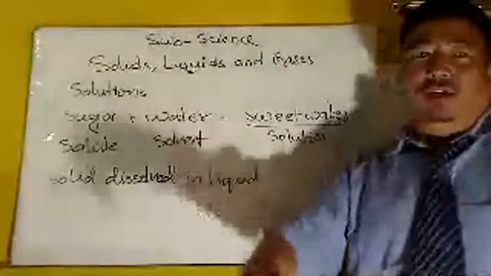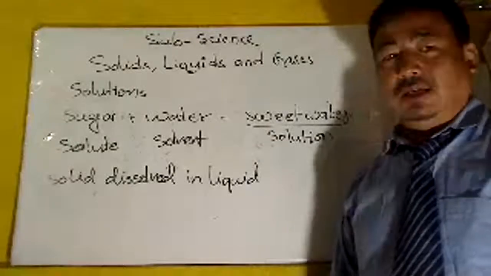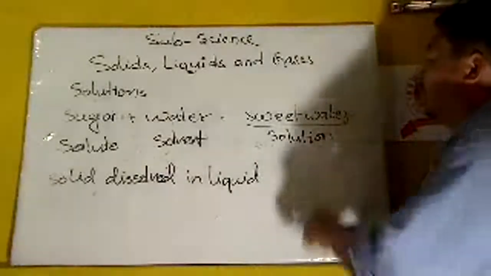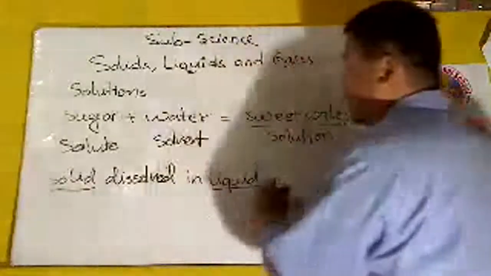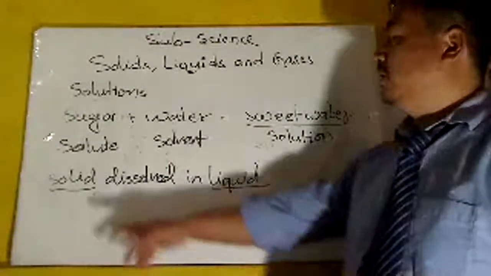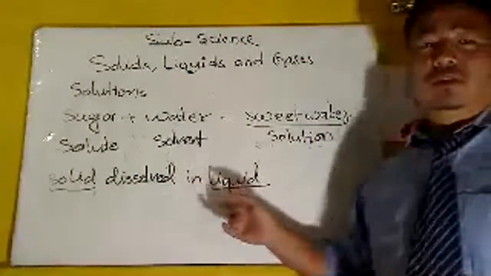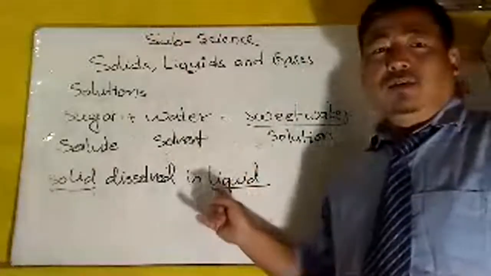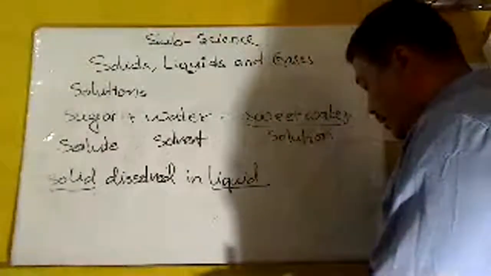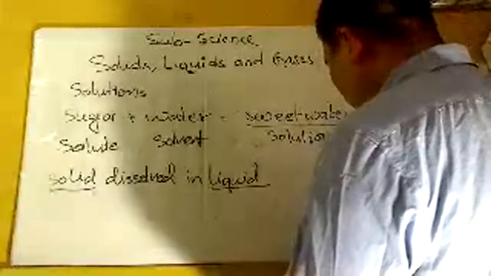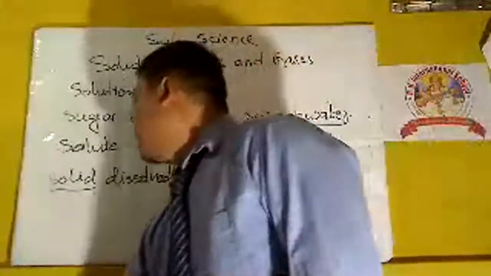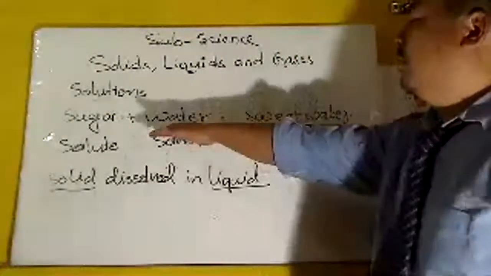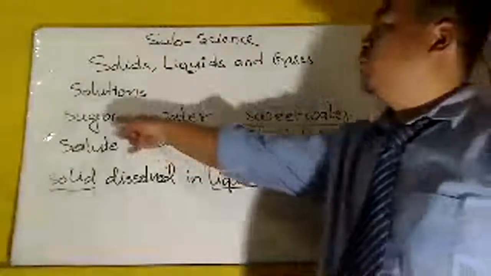Dissolve means to put inside the liquid. Now, solid dissolved in liquid. We are going to make solutions of solid and liquid. Solid is a hard object, and liquid can flow. Mostly the solvent is our liquid. This type of solution is formed when the solute is solid and the solvent is liquid.